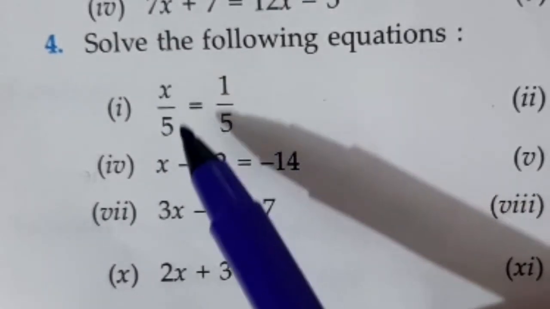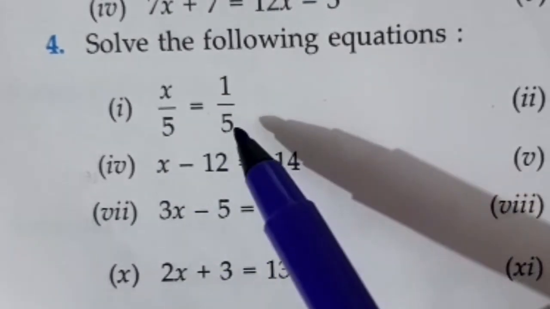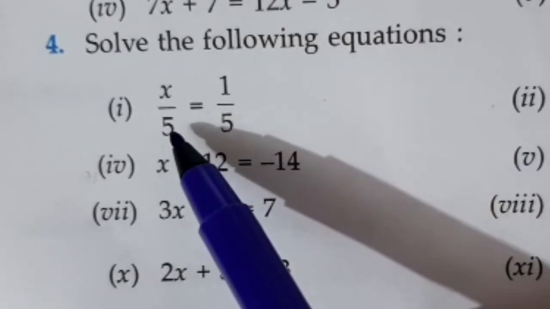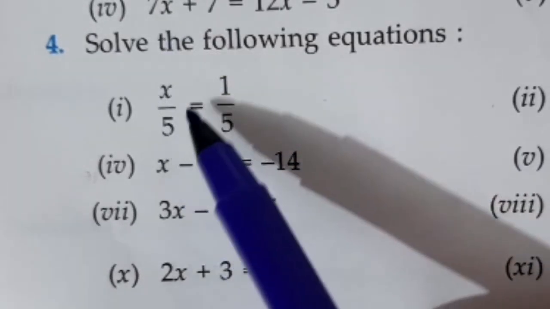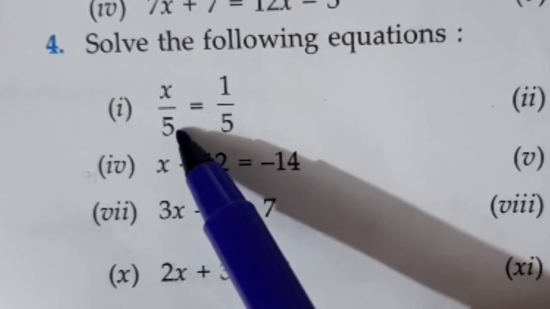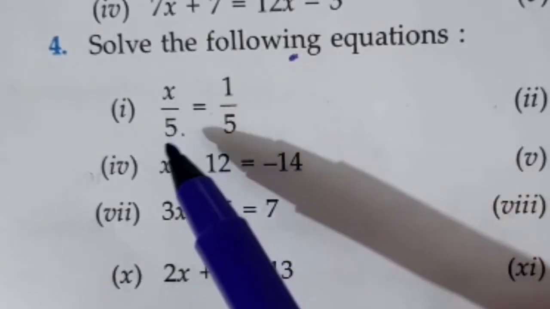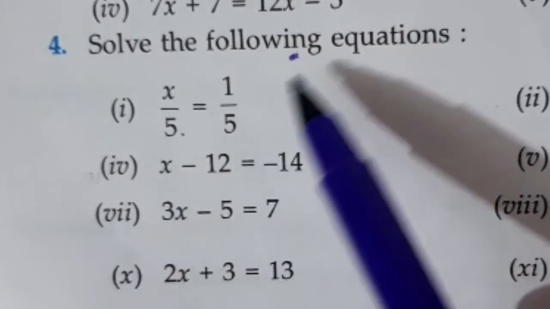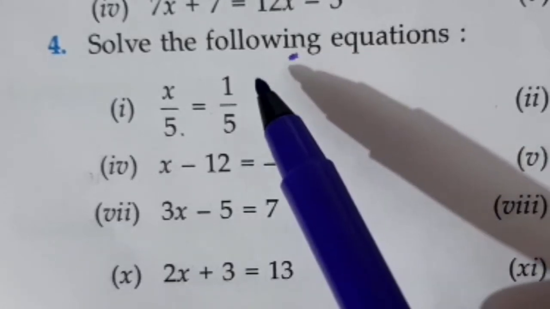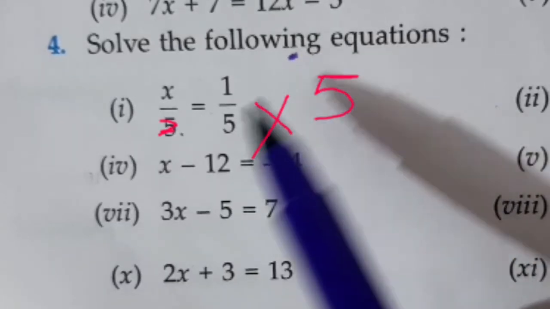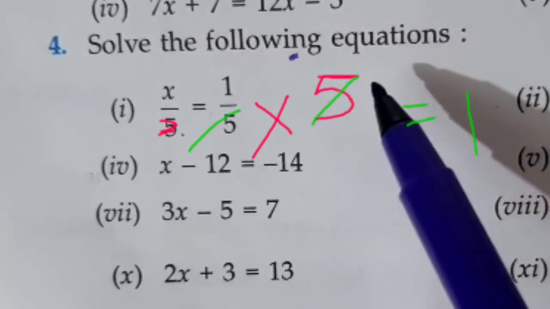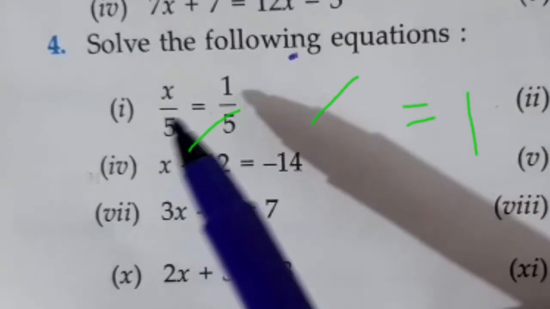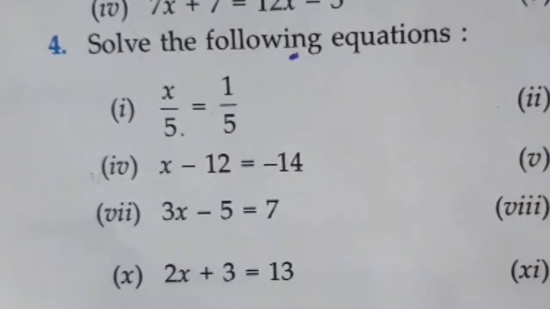First question is x upon 5 is equal to 1 upon 5. Simply you will keep x here and you will shift this 5 from here to here. Here it has the divide sign. When it comes here, it will become multiply. So here I'll write multiply by 5. Now this 5 is cancelled with this. So my answer is 1. So the value of x is equal to 1.